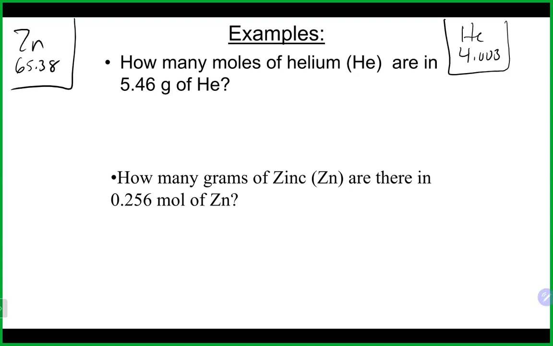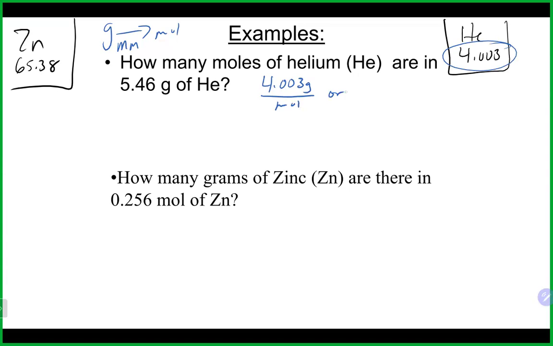Do we need Avogadro's number? There's no mention of atoms or molecules or anything like that. This is a conversion between basically grams to moles. And remember that conversion is the molar mass from the periodic table. So in this case, it's helium, and we'll pull off that number on the bottom there. And that basically gives us the molar mass of helium is 4.003 grams per mole.